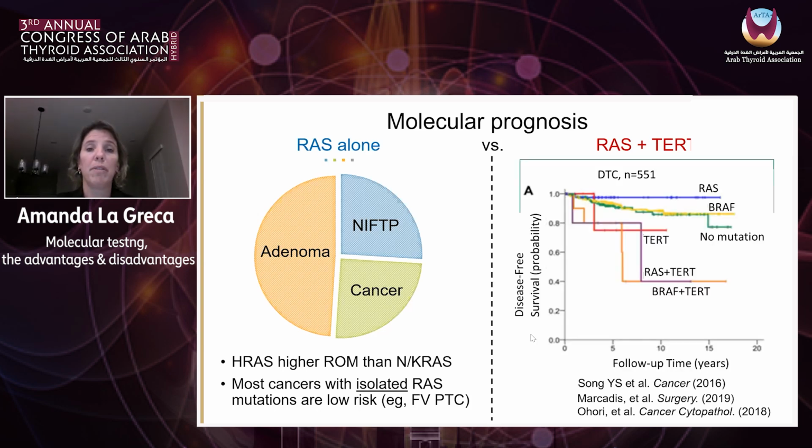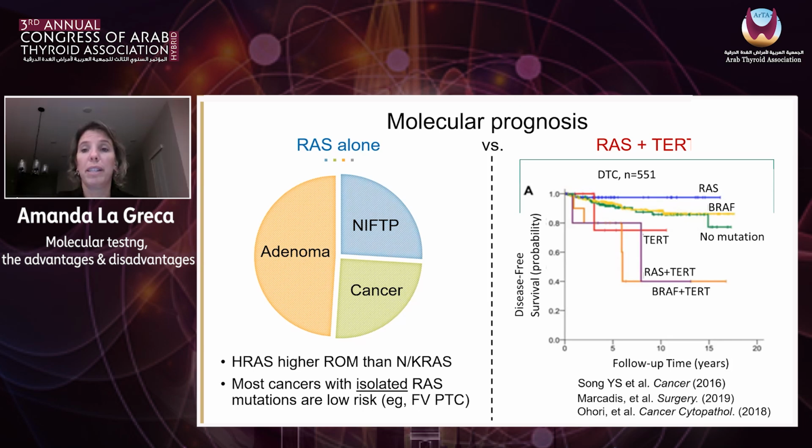So how does it help us for molecular prognosis? Because this is what we want for a patient. If we look at the left pie here, when we have a RAS alone mutation, 50% of these cases are adenomas. About 25% of these cases are NIFTP, and another 25% are cancer. So most cancers with isolated RAS mutations are low risk, for example, a follicular variant of PTC.